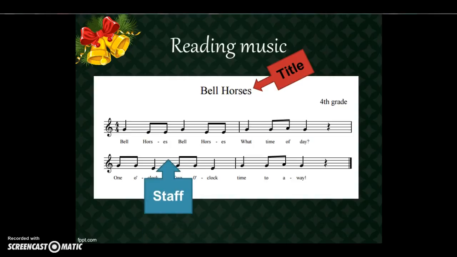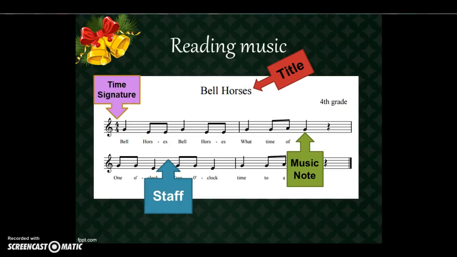We also have the staff that the music is put on. This is where we put our music notes. The staff has 5 lines and 4 spaces. We also have music notes. Music notes tell us 2 things: the length of the sound, or how many heartbeats it's going to get, and the pitch. Is it going to be a higher pitch? Is it going to be a lower pitch? And how long we're going to hold it.